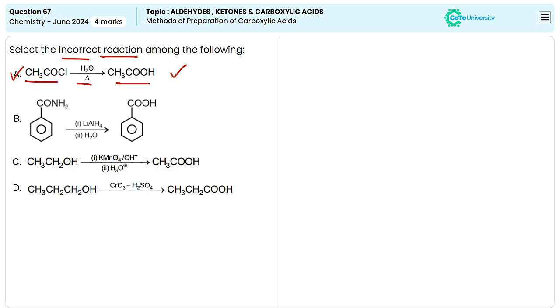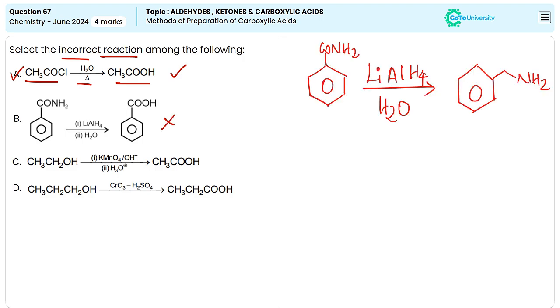On reduction with lithium aluminum hydride and water, they are converting into carboxylic acid. This is an incorrect reaction because the amide on reduction with lithium aluminum hydride will convert into the corresponding amine. That is, the CONH2 group will convert into an amino group. So this reaction is the incorrect reaction, and the correct products obtained by this reaction are given here.